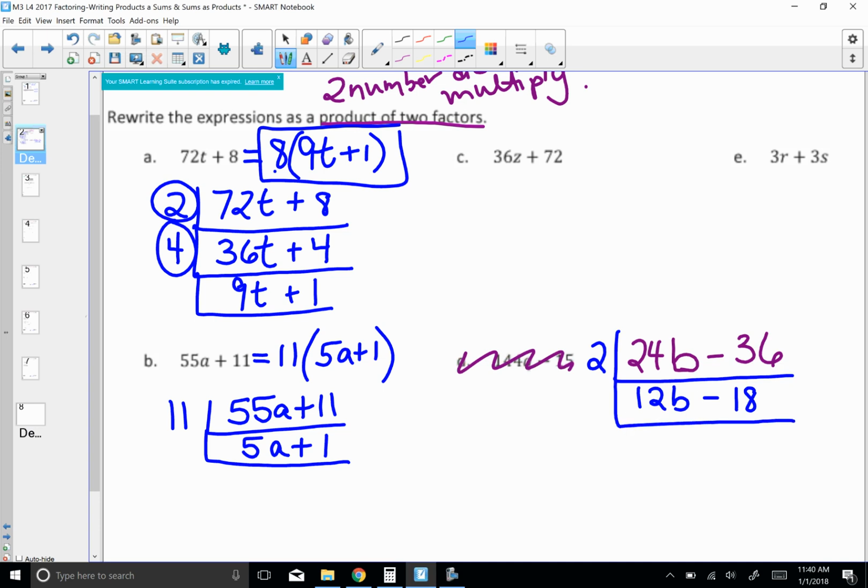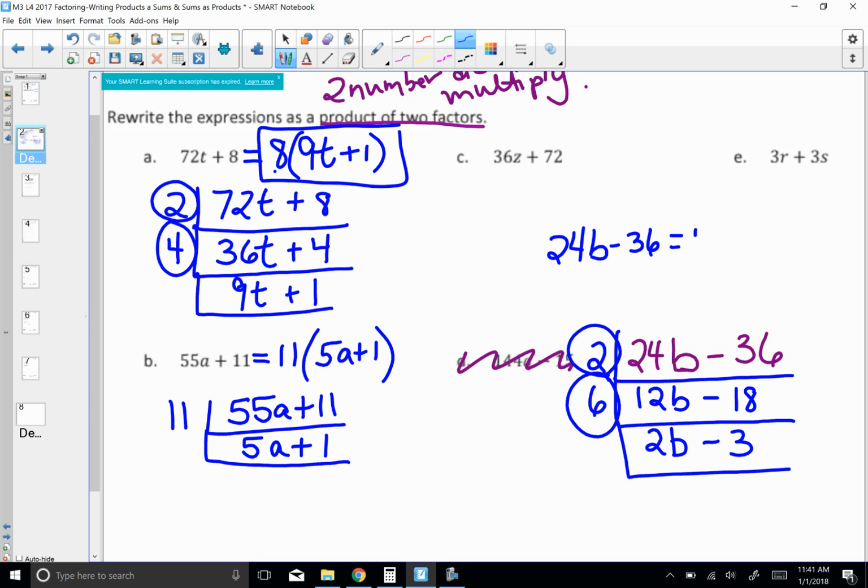But again, they're both even, so I know I can at least use 2, but there's got to be a better one. Let's see, I can use 4 here, but not here. Oh, 6. 12 divided by 6 is 2. 18 divided by 6 is 3, but negative 18 divided by 6 is negative 3. I can't go any farther because the only factors for 2 are 1 and 2, and the only factors for 3 are 1 and 3. And if 1 is the only number I can take out, I'm done. So I gave you 24b minus 36. That equals, let's see, we took out a 2 times 6, 12 copies of 2b minus 3.